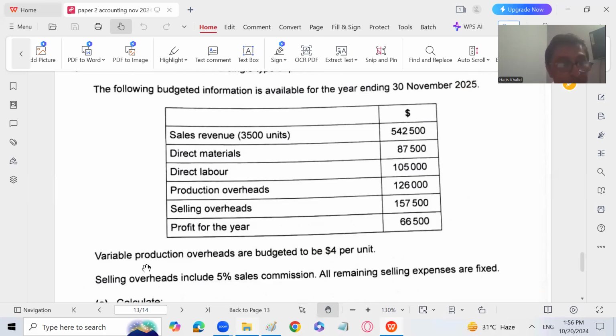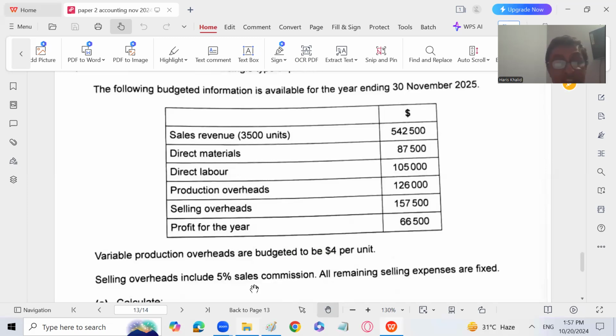So let's see, variable production overheads are budgeted to be $4 per unit. Always remember that variable cost per unit will not change with the change in the volume of production. If output is increasing or decreasing, variable cost per unit will remain the same. In the same way, total fixed cost will not change with the change in the volume of production, so total fixed cost will remain the same. So variable production overhead is budgeted at $4 per unit. If you multiply it by 3,500, you will get the variable production overhead. Then production overheads are given, so you subtract variable production overhead to get the fixed production overheads.